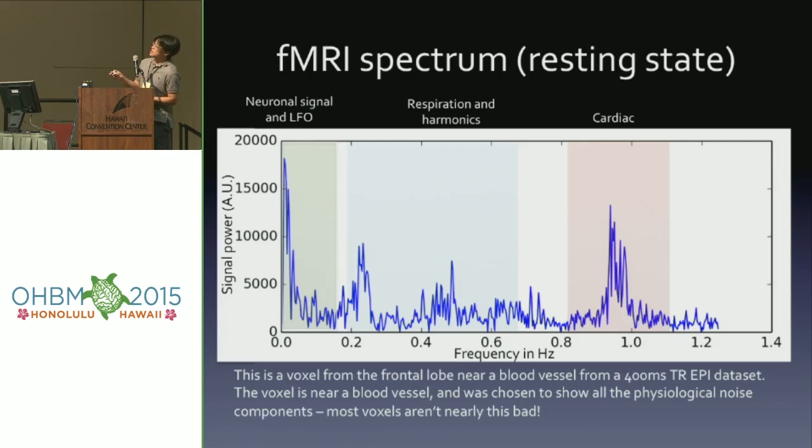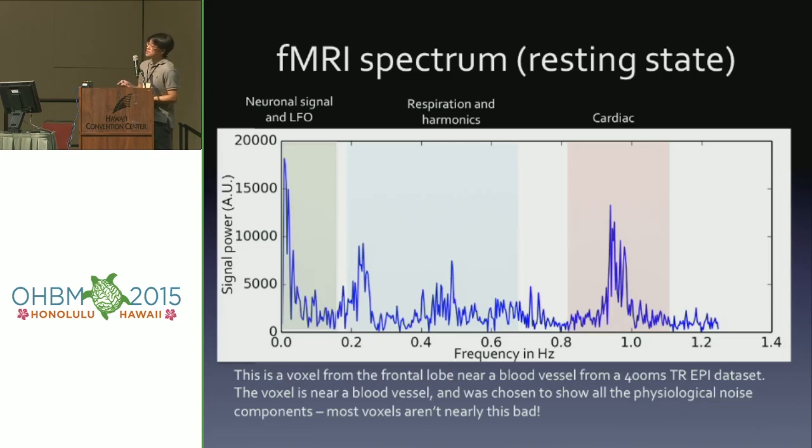We can also see the neuronal signal together with low-frequency oscillation, hiding within this very low-frequency range. So in this specific case, if you want to filter out noise, you can use a low-pass filter to cut off right here, at about 0.15 hertz, to remove all these physiological noises.